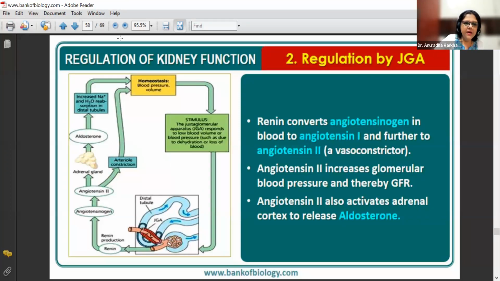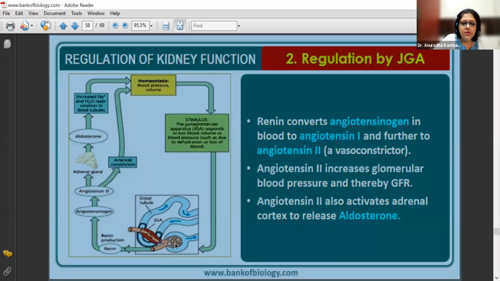Okay, is it understood? Now what is the effect of aldosterone? We have to see. Just look at this diagram. Yeah, so here the GFR rate has fallen down. Okay, so what has happened? See, the JGA cells of the distal convoluted tubule have caused the renin to get formed. Renin has activated angiotensin 1 to angiotensin 2. Okay, angiotensin 2, arterial constriction, blood pressure volume has increased. The juxtaglomerular apparatus responds to low blood volume or blood pressure. Okay, that has caused this to happen.